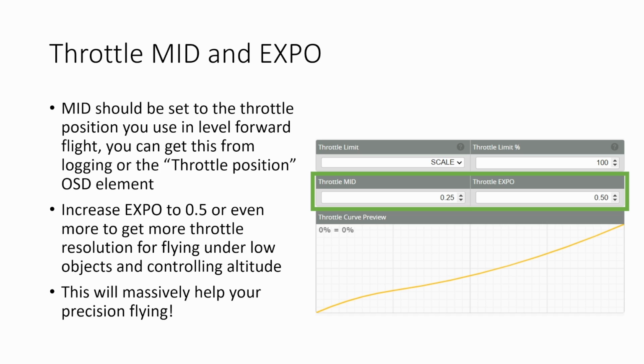And I think more people should be using it because it's just a completely accepted fact that having more sensitivity around center stick and less sensitivity at full stick deflection is what you want for roll, pitch, and yaw. And it's also what you want for the throttle as well. You want more resolution in the zone where you need to be precise and less resolution at full throttle and zero throttle.